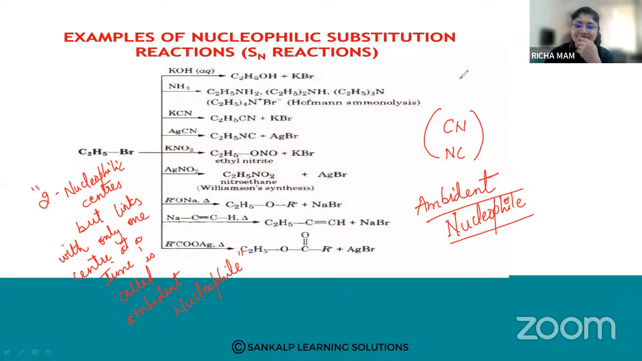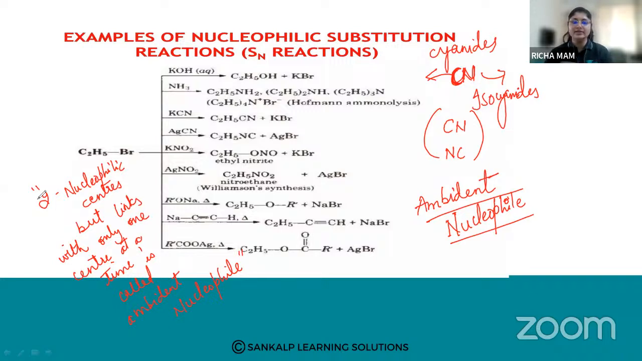Okay, so the CN group can link from carbon, and it can also link from nitrogen. When carbon is the nucleophilic center, it will form cyanides. And when nitrogen is the nucleophilic center, it will form isocyanides. So the class of products obtained will be different. This is the definition of amphidentate nucleophile: two nucleophilic centers, but it links with only one center at a time.